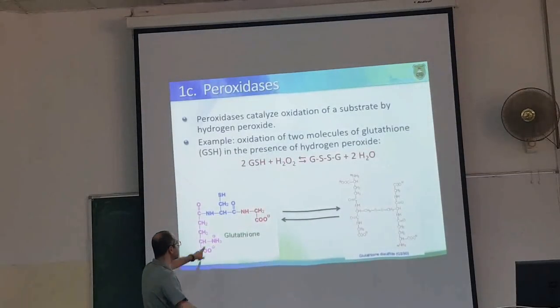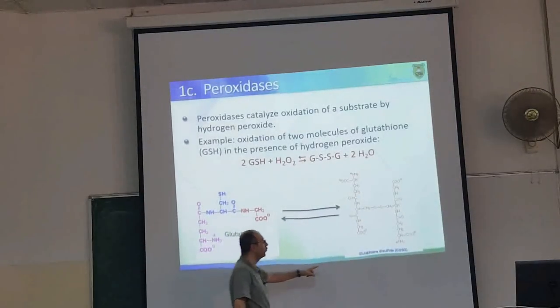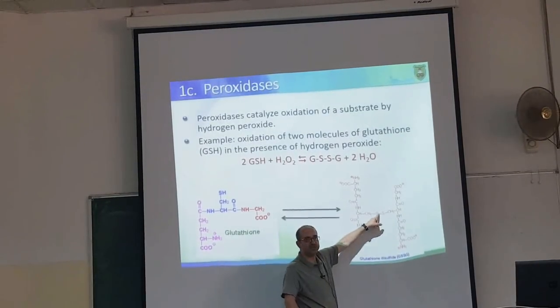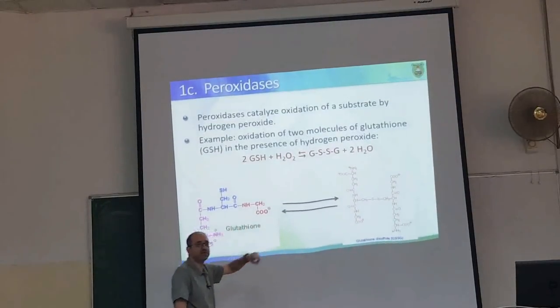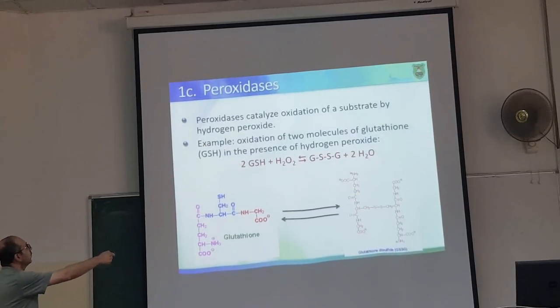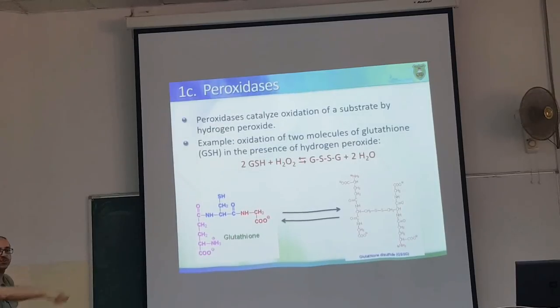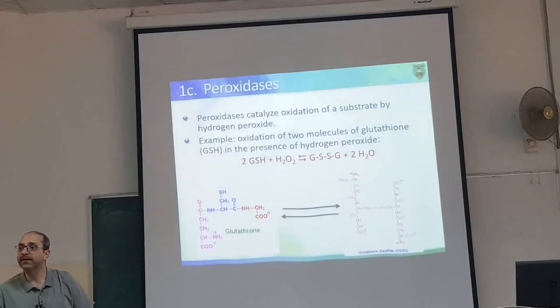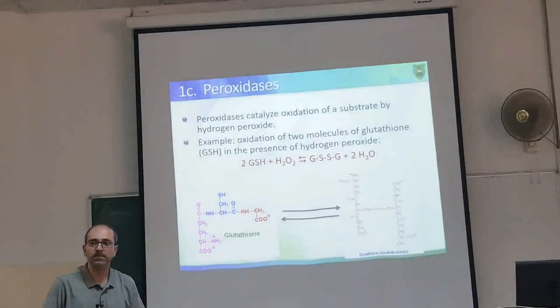When it is oxidized, you have the conjugation of two glutathione molecules forming a disulfide bond. The one that does this reaction is called glutathione peroxidase, because what it does is it catalyzes the oxidation of the substrate by hydrogen peroxide, which is the reactive oxygen species. Okay? Now a question.